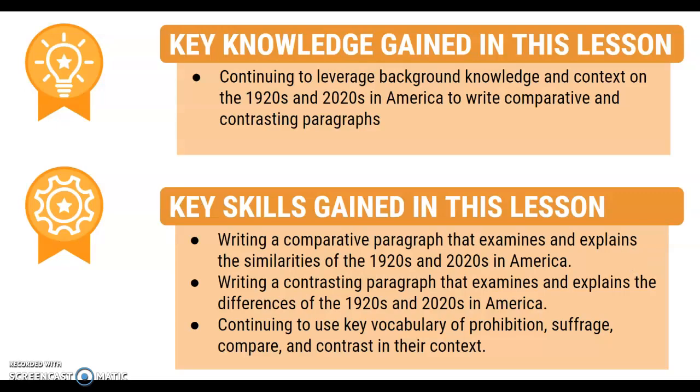Let's take a look at our key knowledge gained in this lesson. We're continuing to leverage background knowledge and context on the 1920s and the 2020s in America to write comparative and contrasting paragraphs. Our key skills gained in this lesson are writing a comparative paragraph that examines and explains the similarities of the 1920s and the 2020s in America, writing a contrasting paragraph that examines and explains the differences of the 1920s and the 2020s in America, and continuing to use key vocabulary of prohibition, suffrage, compare, and contrast in their context.